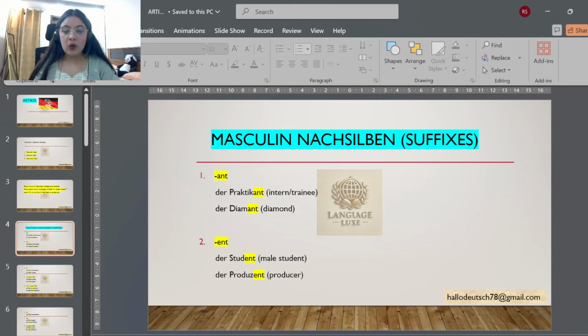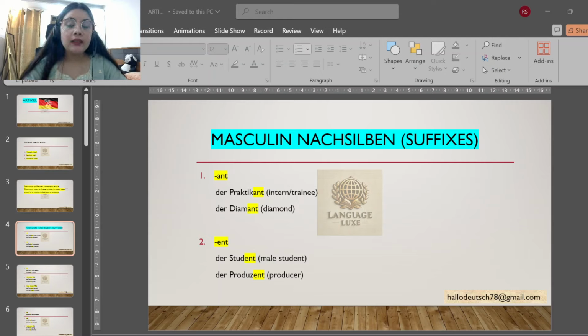Okay. Now we will start with the masculine ones, and how we identify if a noun is masculine. Masculine Nachsilben, suffixes. If the suffix is -ant, for example der Praktikant. Praktikant means intern, trainee. Ant is coming at the end, right? That means it is masculine. Der Diamant, again ant, so it is diamond. Again, it will be masculine.